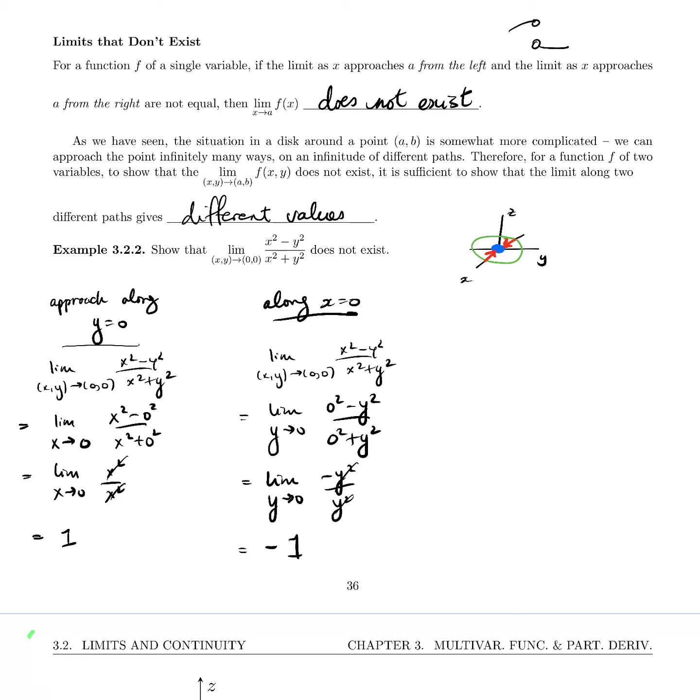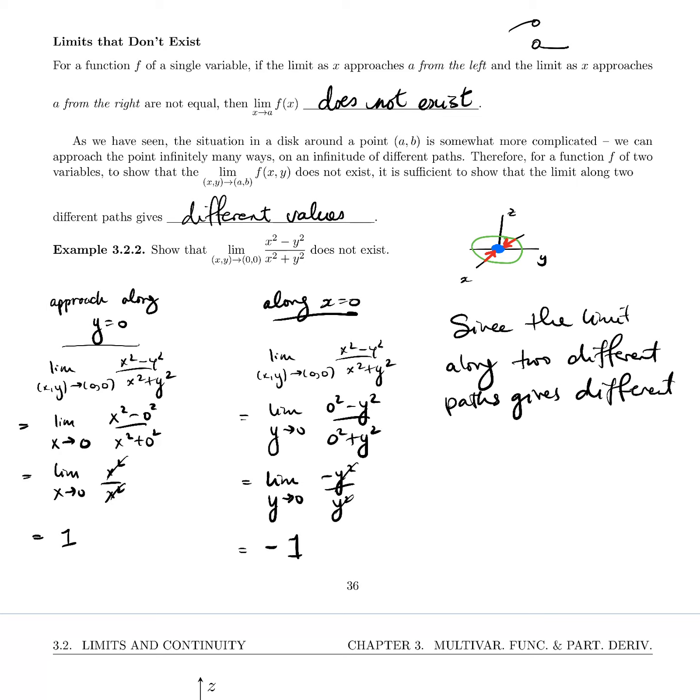So notice we've approached along two different paths, along the x-axis and along the y-axis, approached (0, 0) from two different ways and got two different limiting values. And so we can say that since the limit along two different paths gives two different values, the full limit does not exist.